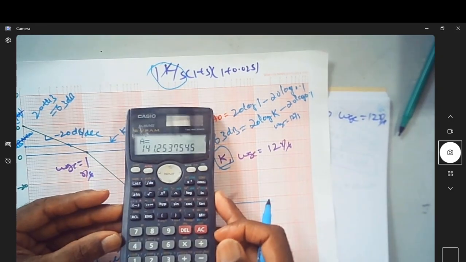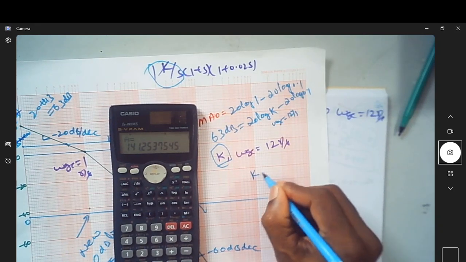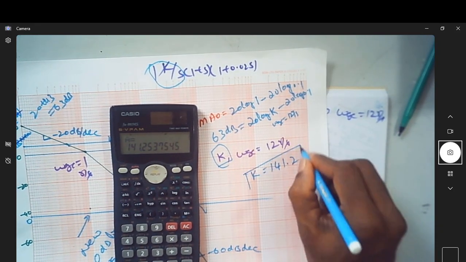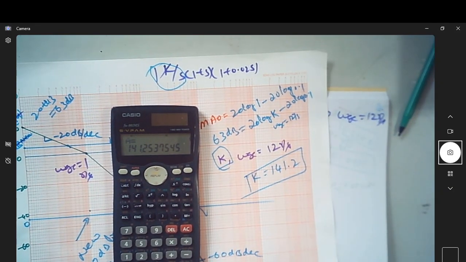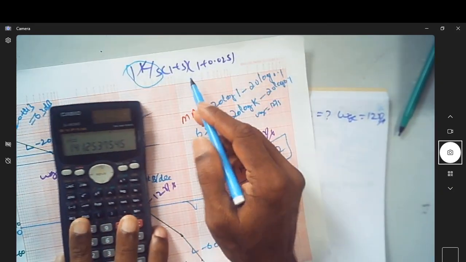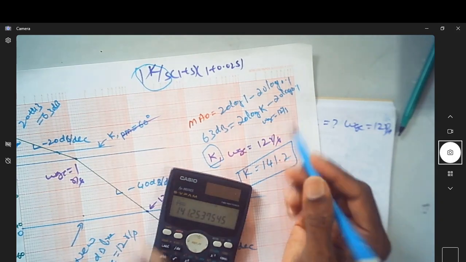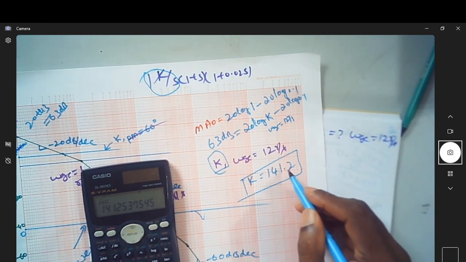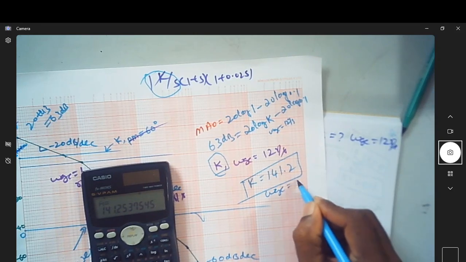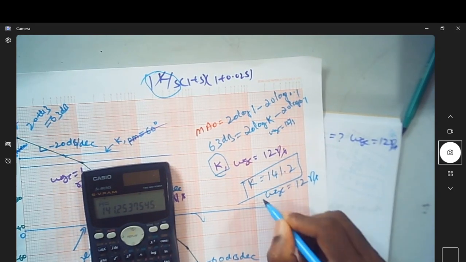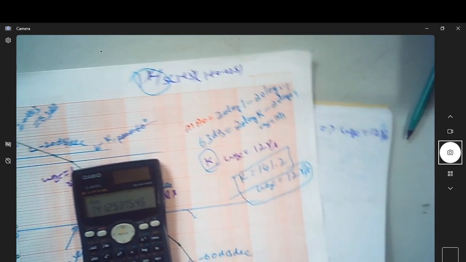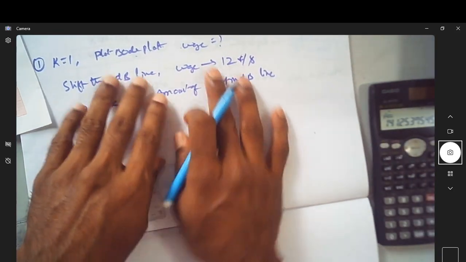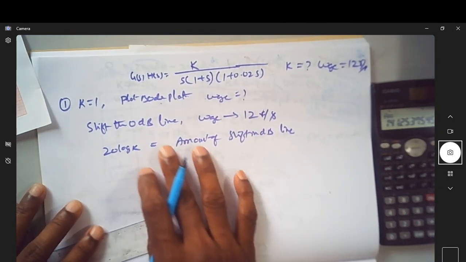The k value comes out to be 141.2. This is not radian per second, this is just the value. So with k equal to 1, omega gc was 1 radian per second. With k equal to 141.2, the omega gc will be 12 radian per second. This is the requirement. So what we did, we actually plotted the thing here.